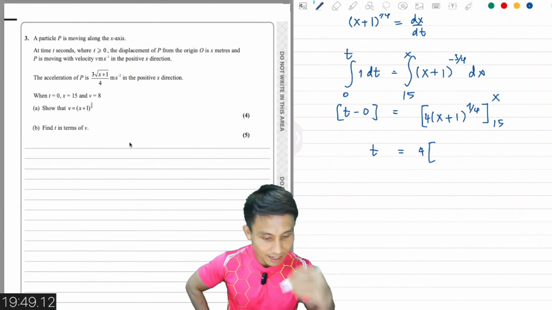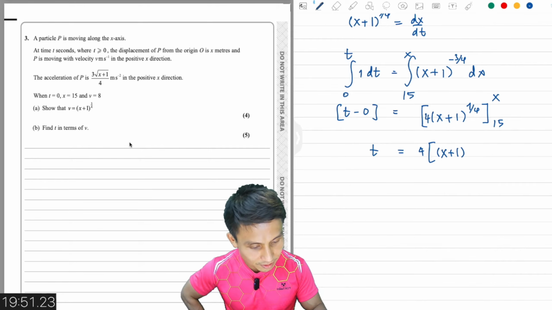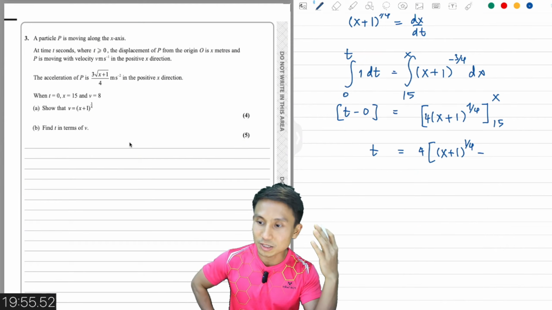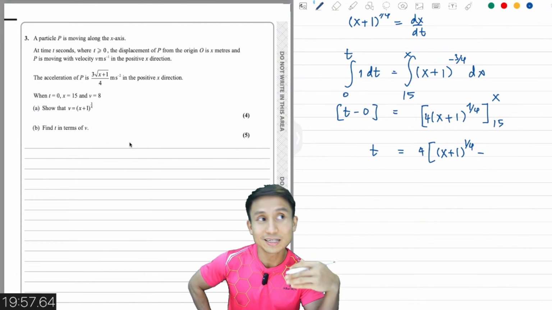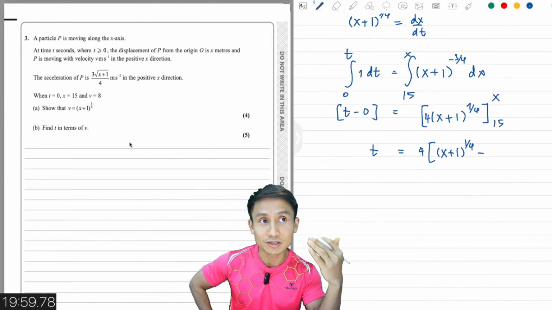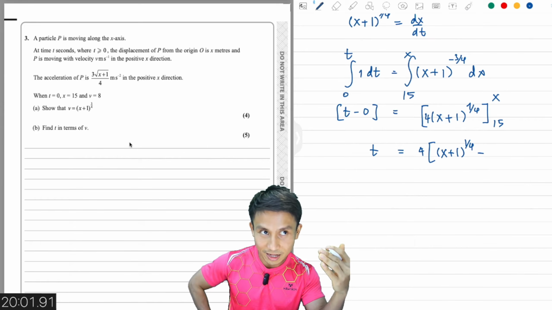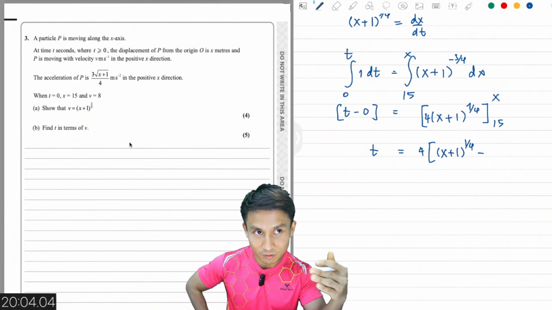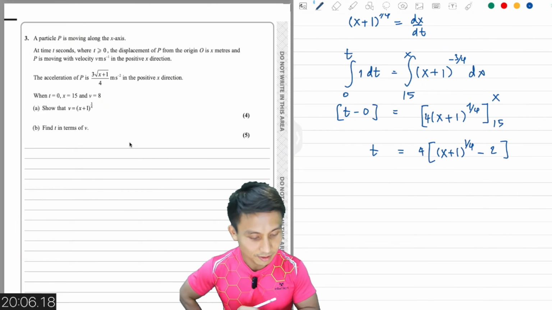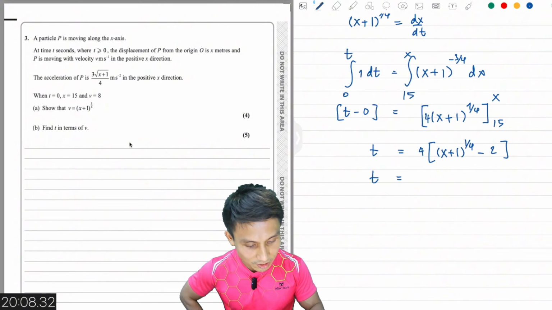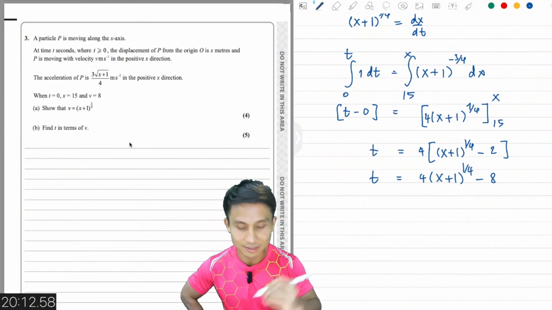Then x, still (x plus 1) to the power of a quarter, minus, again, 15 plus 1 is 16. 16 to the power of a quarter is just 2, isn't it? I believe so. Square root you get 4 and square root again you get 2. So that is just t equals 4 times (x plus 1) to the power of a quarter minus 8.